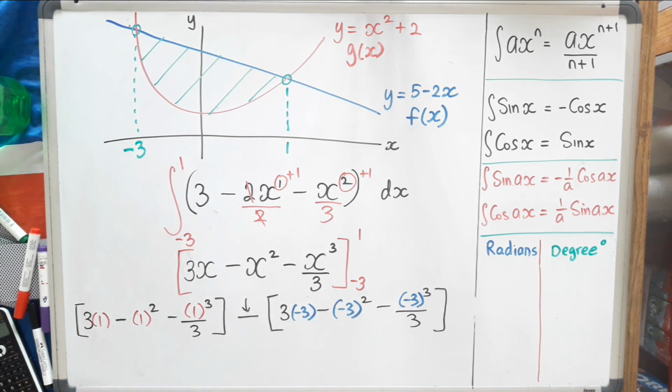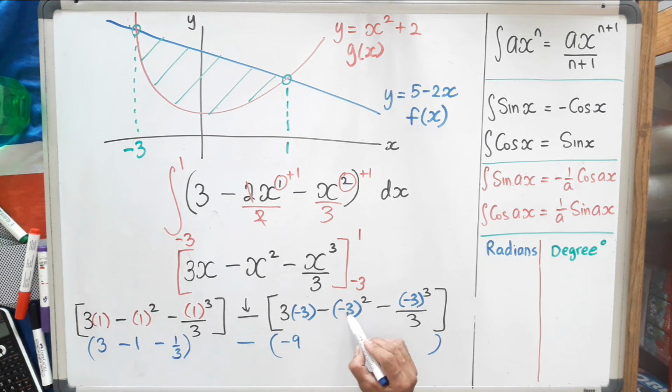This looks messy. All right, I hope you got your answer before me. Let's see what we got here. We'll use blue here. 3 by 1 is 3. 1 squared is 1. 1 to the power 3 is 1. So we end up with 1/3 here. Minus 3. 3 by minus 3 is minus 9. Minus 3 squared is positive 9. And a minus sign is waiting outside.